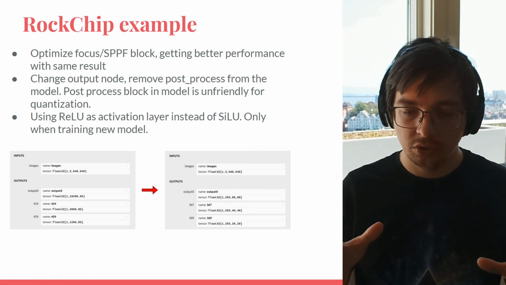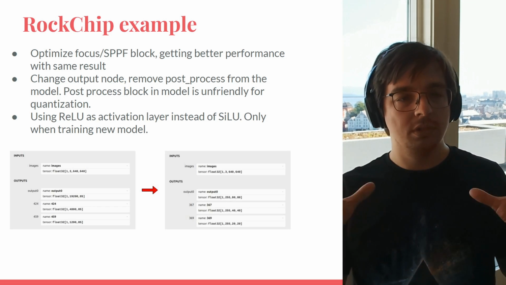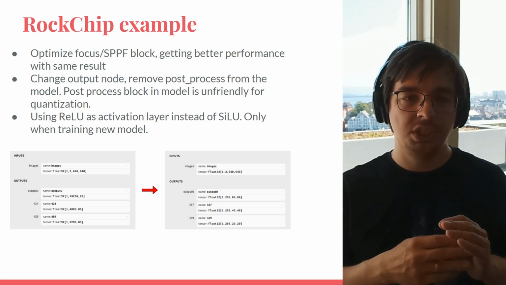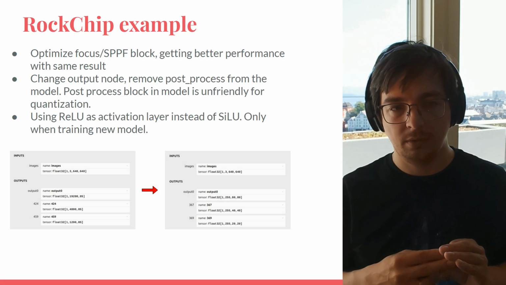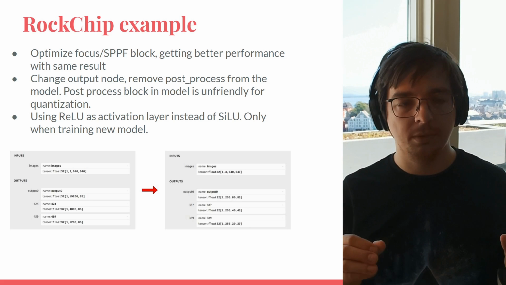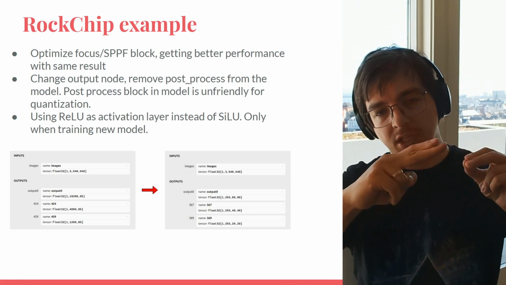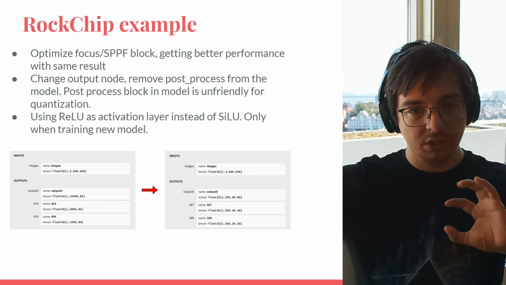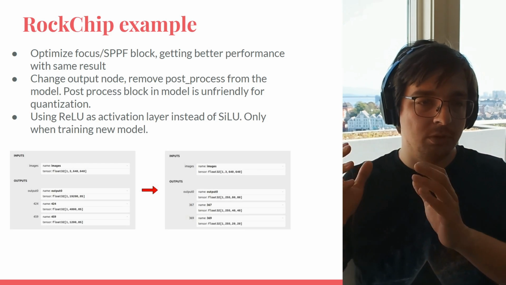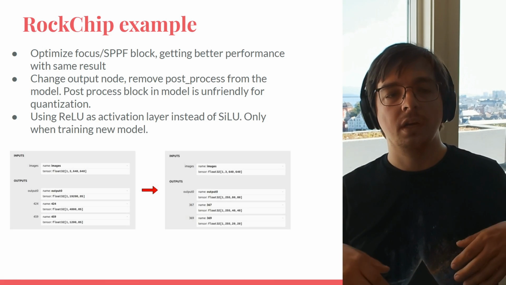What is going on during this export part, this initial part? You change some specific blocks to make your performance better. For example, you change the output of your models. You cut all post-processing within the model, for example, non-maximum suppression. We will speak about this a little bit later.